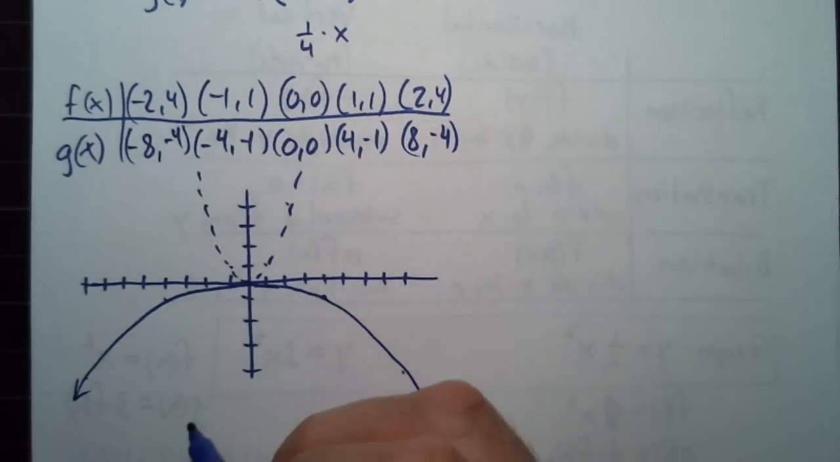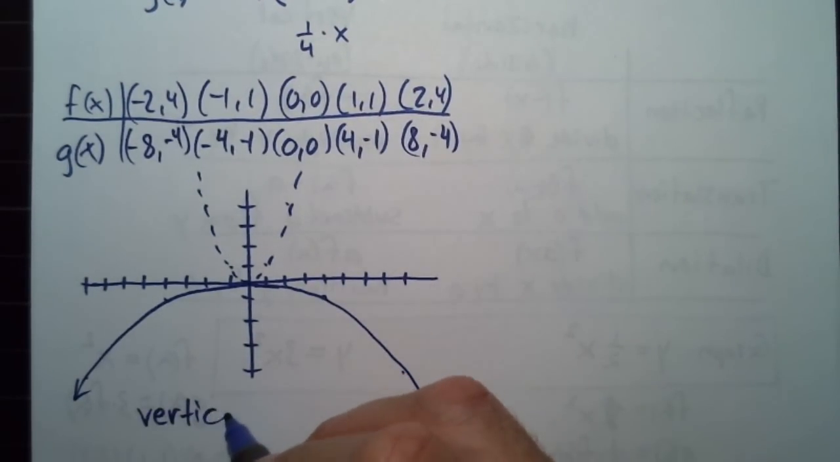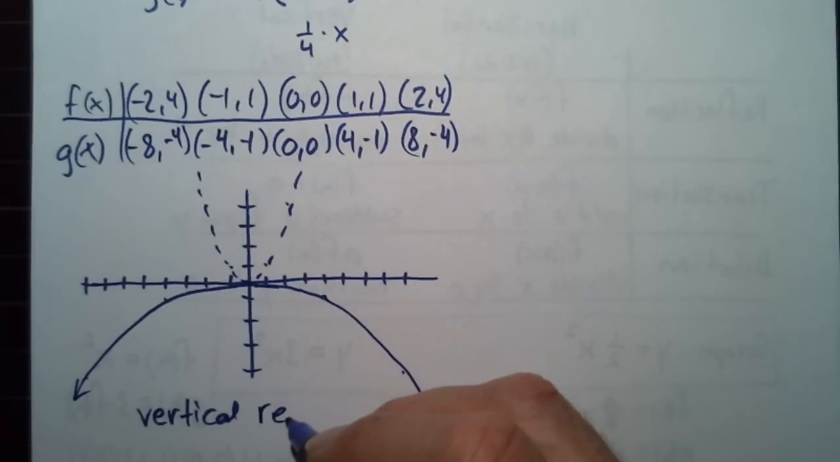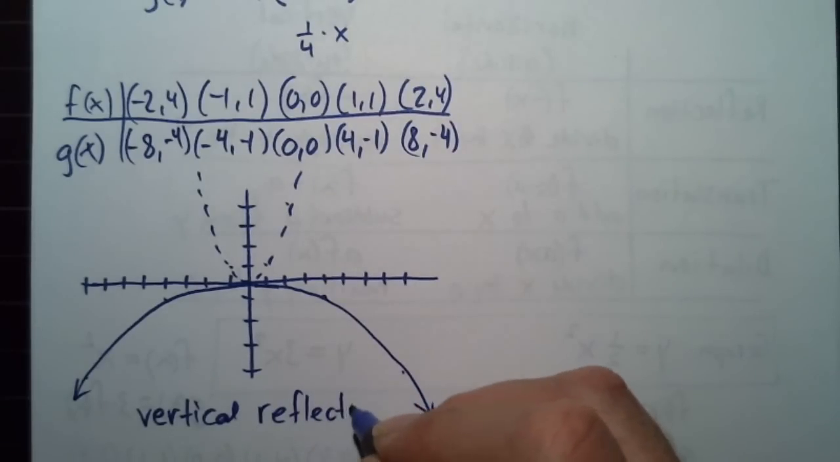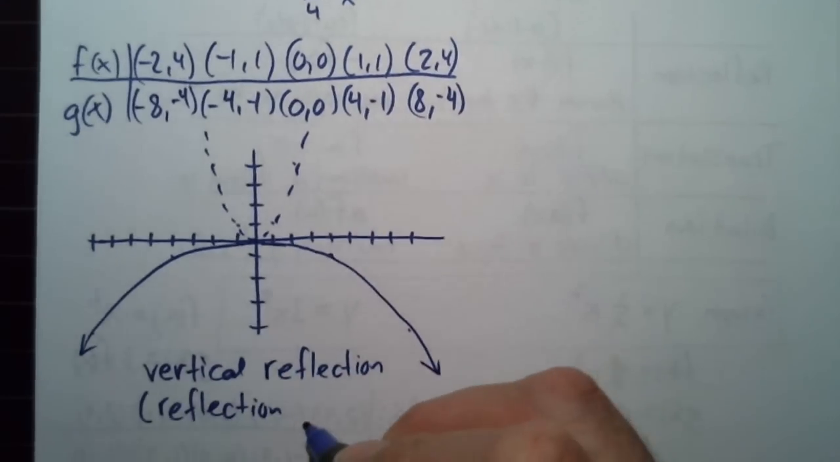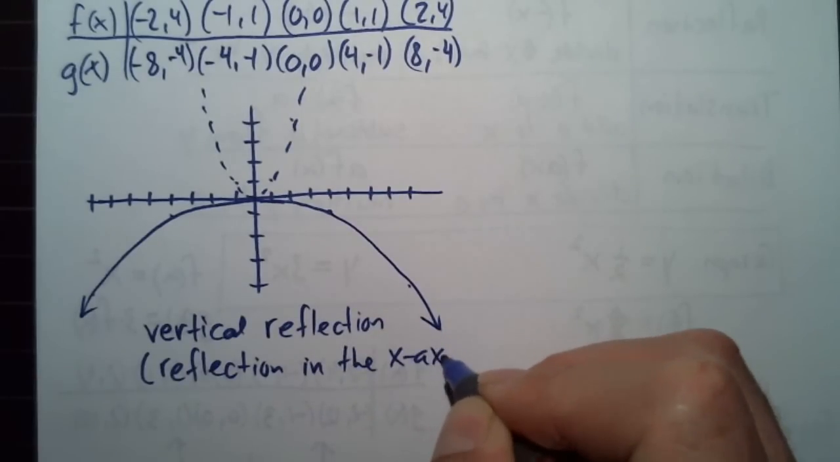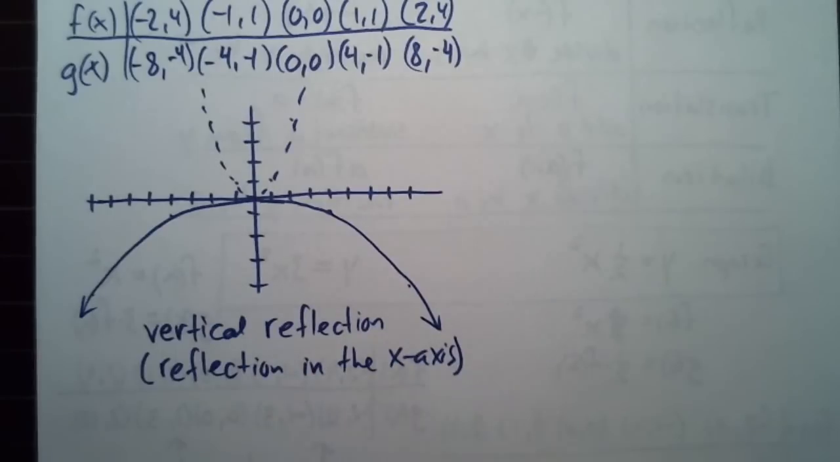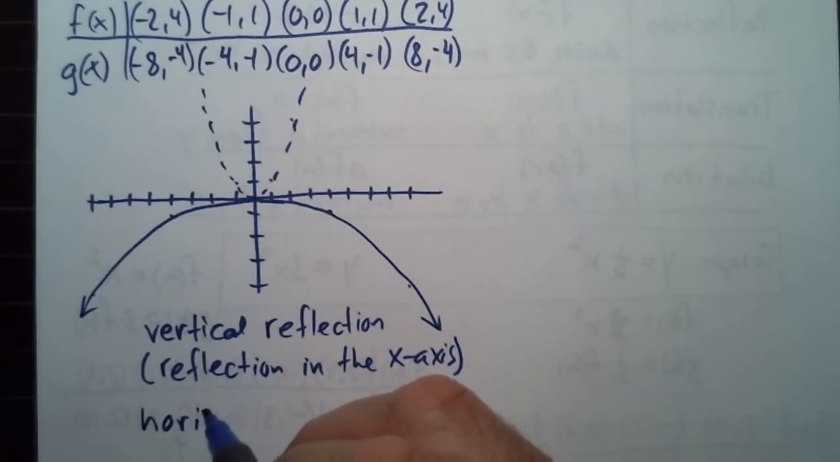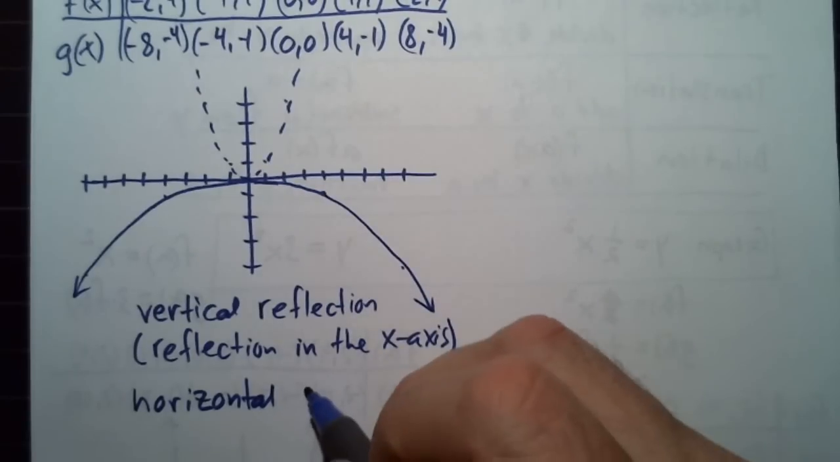And we would say that that is a vertical reflection, also called a reflection in the x-axis, and we have a horizontal stretch.